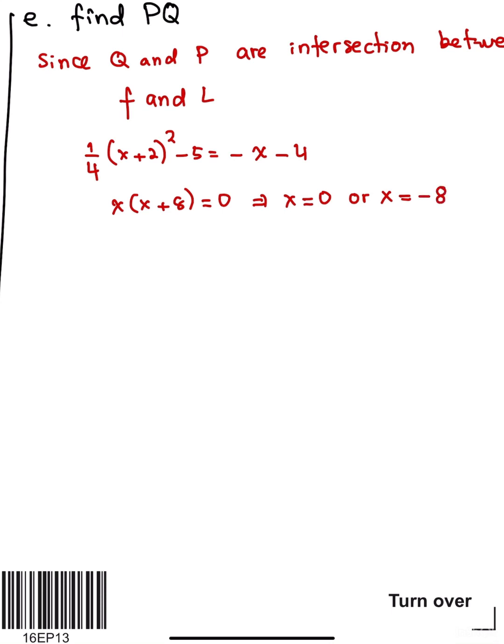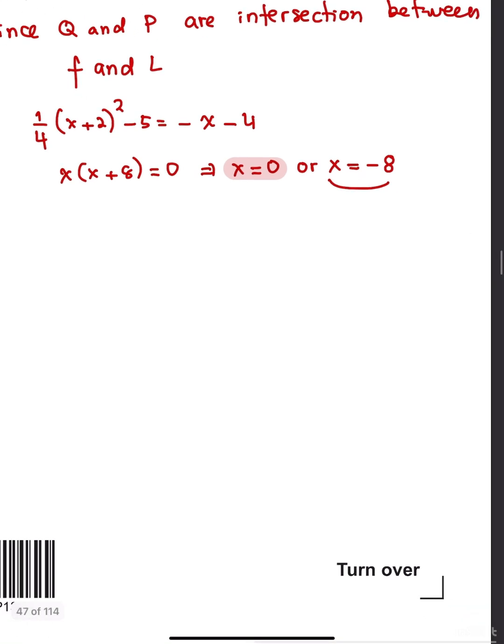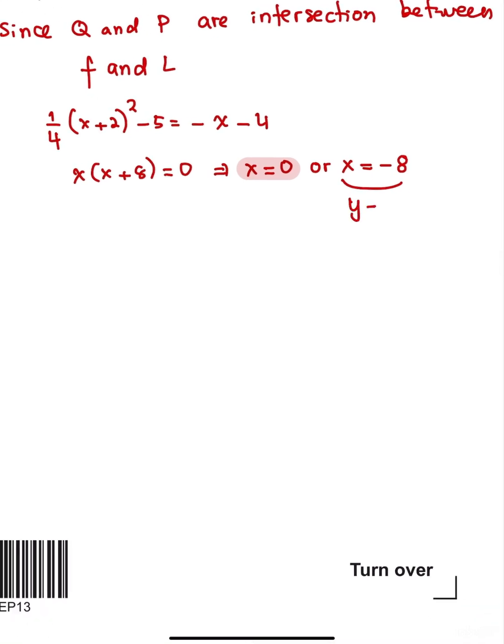It's -8. Here, x equal to 0 is the x-coordinate of the point P. Okay, so then we can consider that this is not Q, but 8 here is for Q. So y equals 4. Then we can consider Q is (-8, 4). P is (0, -4).